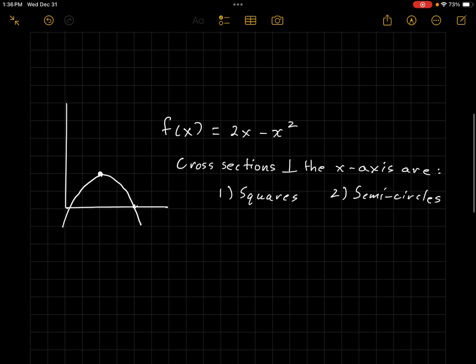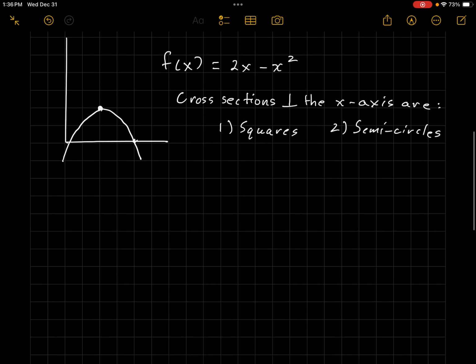So let's look at this first example. Consider the region bounded by the x-axis and the graph f of x equals 2x minus x squared. Imagine that the shape is coming out of the screen, and if I were to slice down through it, I would make cross sections. And let's say for the first one that the cross section coming out of the screen is a square with a small width of dx.